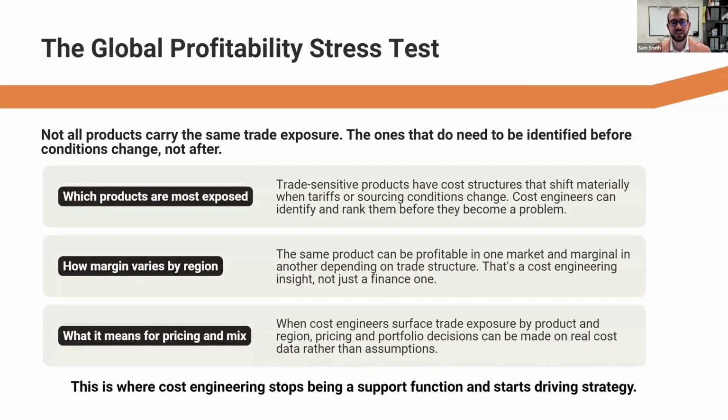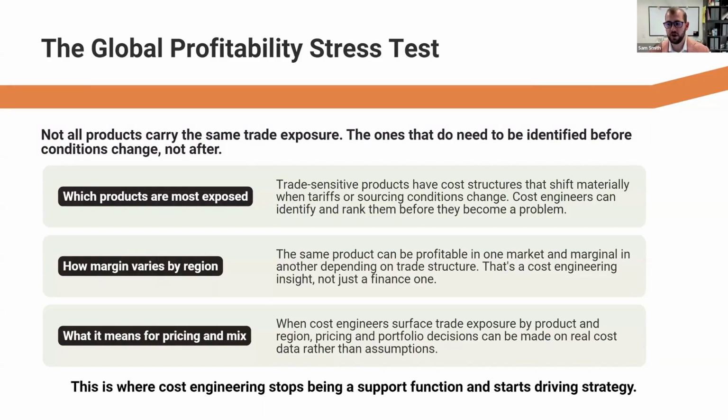Cost data may be in one system, trade lane information might be offline in an Excel spreadsheet or in another one, profitability metrics are in a different place. Pulling it all together in a coherent picture at the portfolio level is often a manual exercise that takes days and is already stale by the time it's even done. What we're describing here is essentially a stress test.